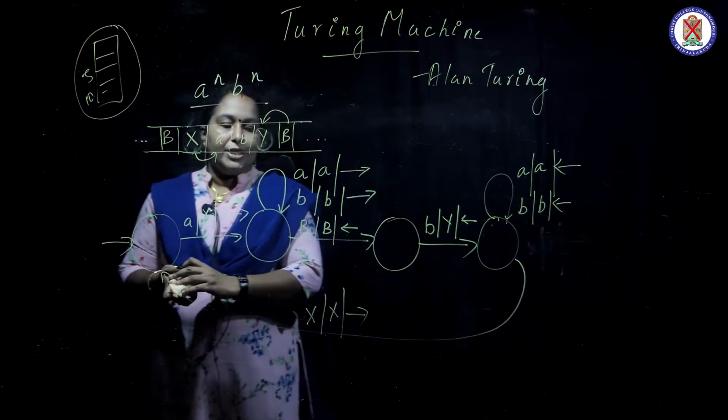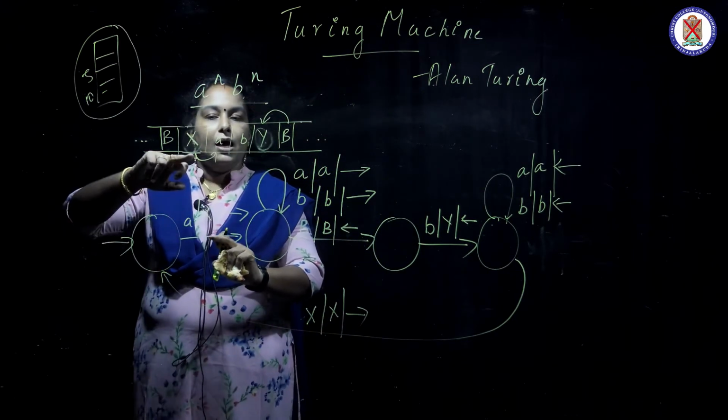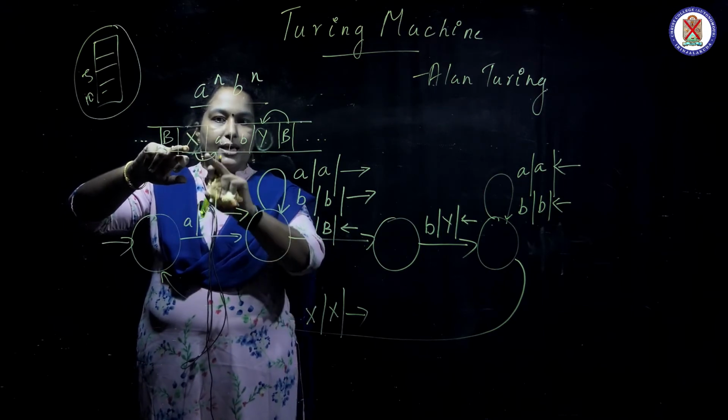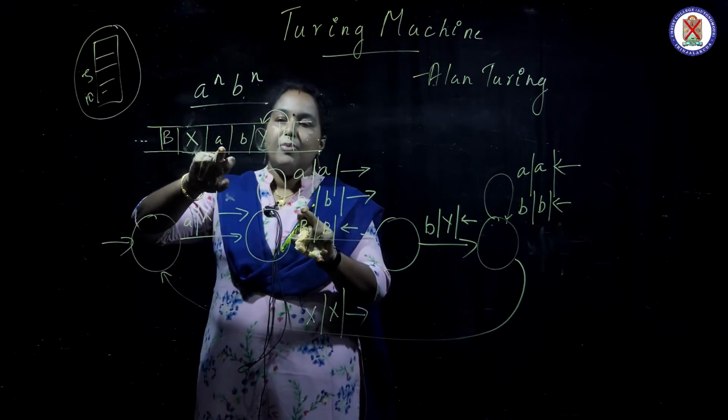So we can look here, that is, once again I have made A as X and I bypassed A and I bypassed B.